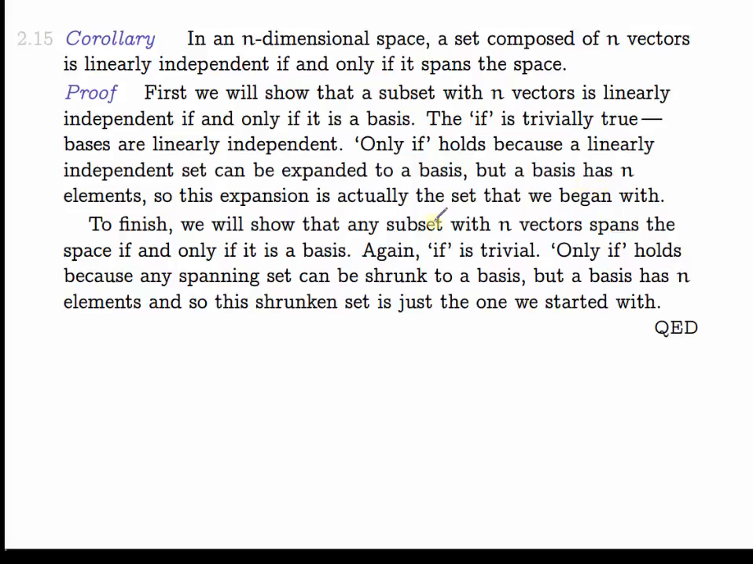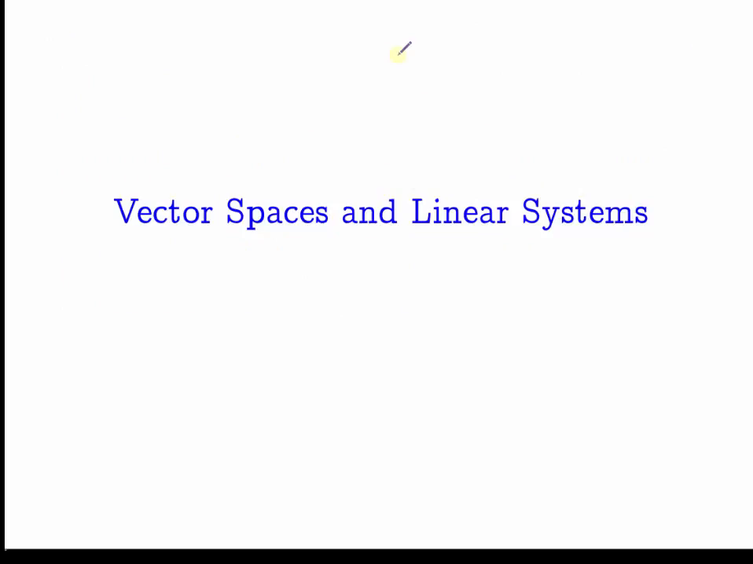To finish, we'll show that any subset with n vectors spans the space if and only if it's a basis. Now, certainly, if it's a basis, then that subset spans the space. Only if holds because any spanning set can be shrunk to a basis, but a basis has n elements, and this shrunken set is just the one we started with. We can't throw out any vectors and still have a spanning set. Okay, so we have the equivalence for n linearly independent vectors in an n-dimensional vector space. We know that it must be a basis. Okay, and we'll stop here.